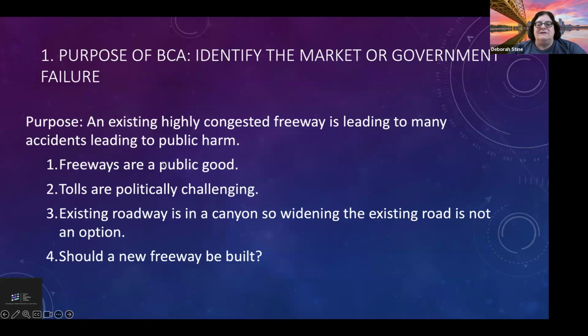So the purpose is that freeways are a public good, but we have tolls that are politically challenging. That's again where we're getting to this ease of political acceptability. They can't widen the existing road because of the canyon. And so the question is, should a new freeway be built?